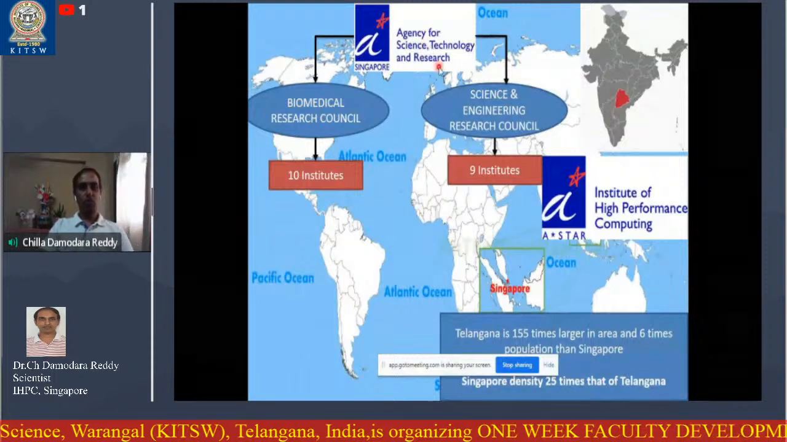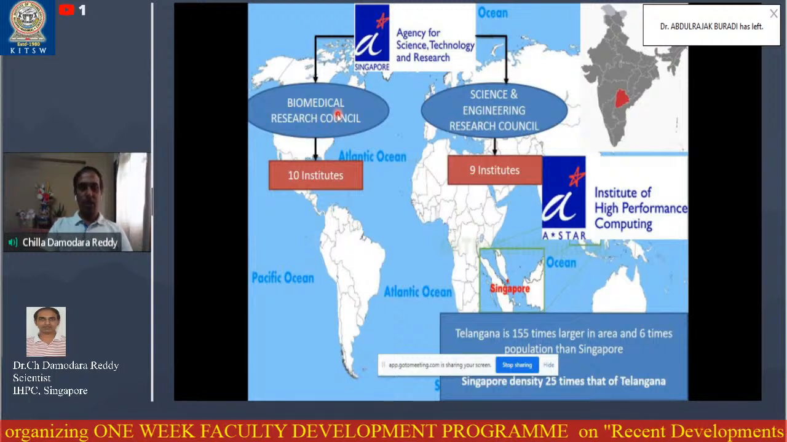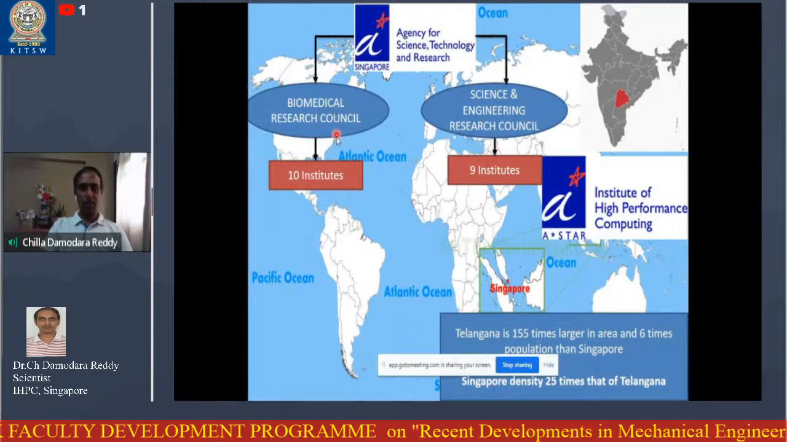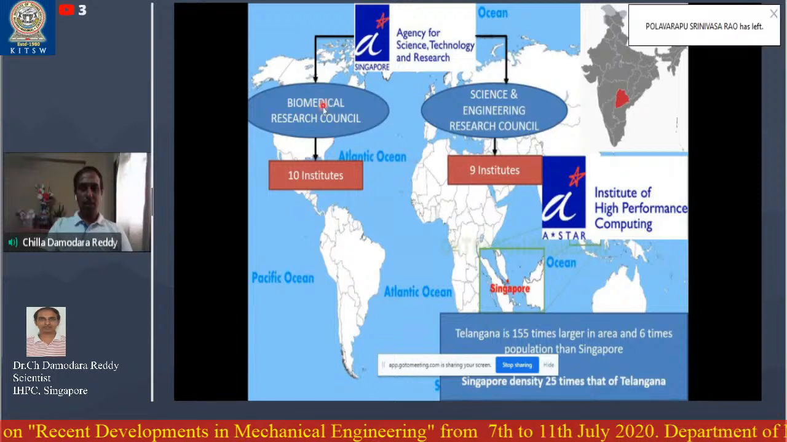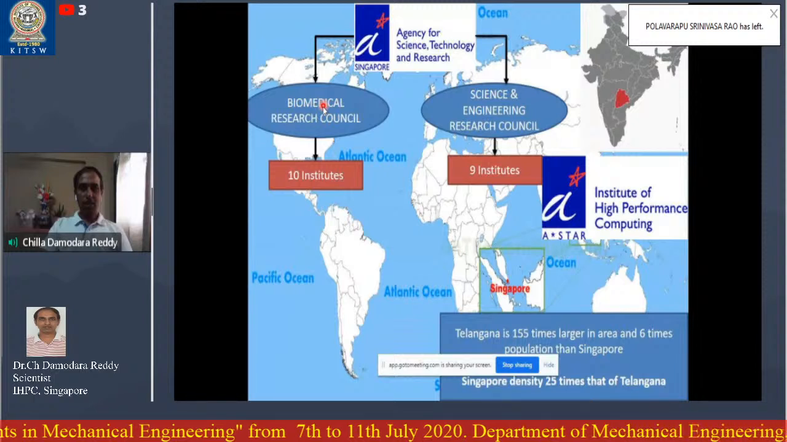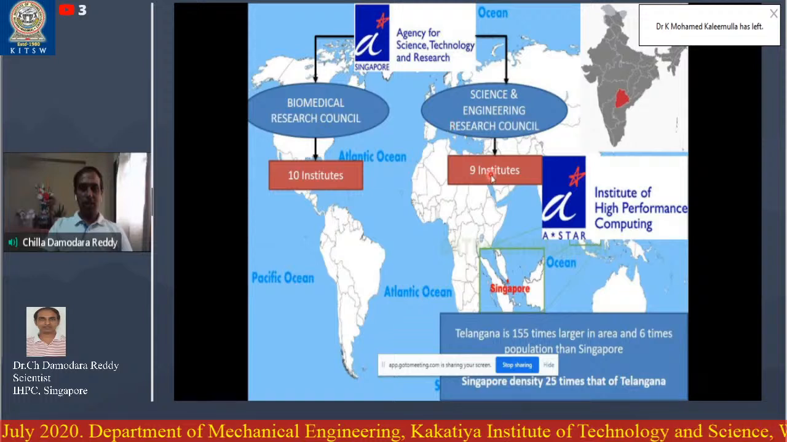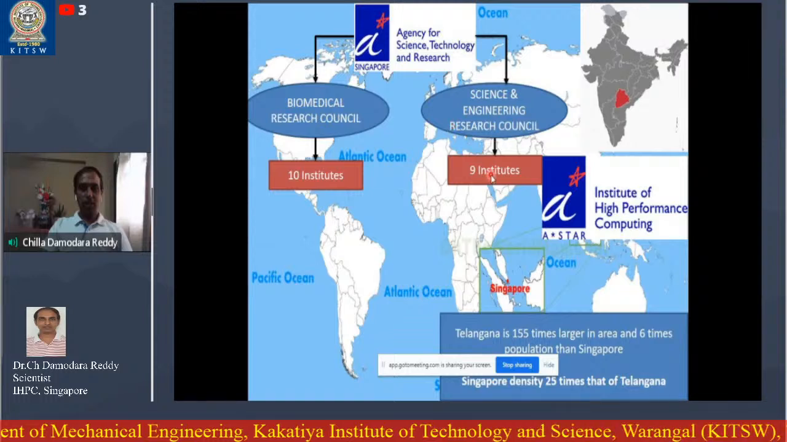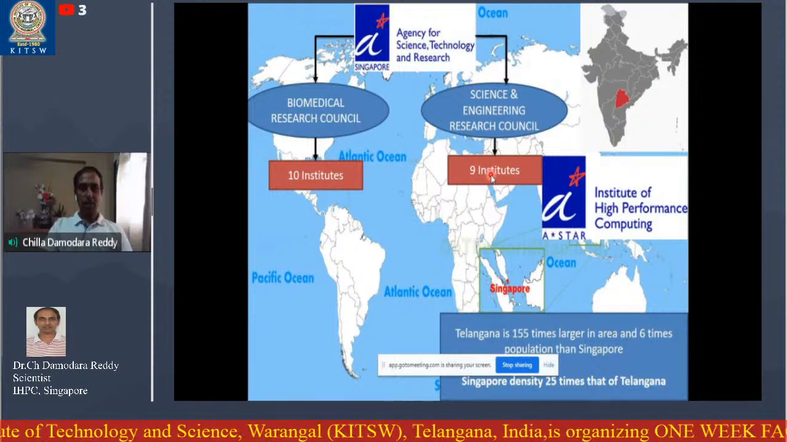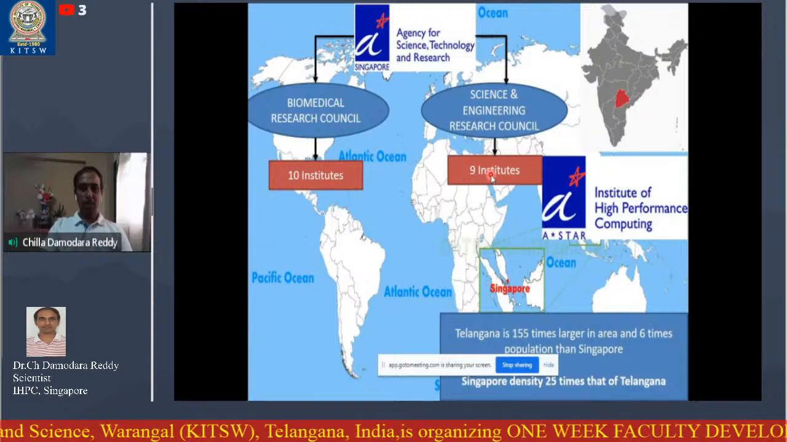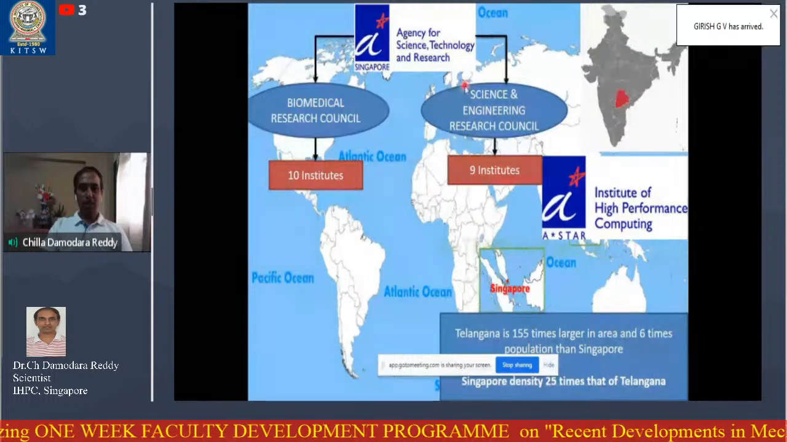I belong to A*STAR. A*STAR means Agency for Science and Technology Research. Under this, we have two research councils: the Biomedical Research Council and the Science and Engineering Research Council. Under the Biomedical Research Council there are 10 institutes, and under the Science and Engineering Research Council there are 9 institutes, a total of around 19 institutes. I belong to the Science and Engineering Research Council, and under that I belong to the Institute of High Performance Computing, and we work mostly on computing.